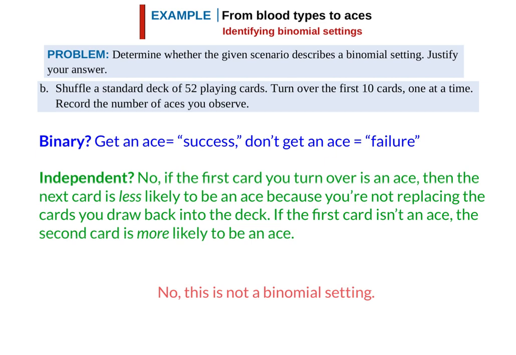Is it independent? It's not. If the first card you turn over is an ace, then the next card is less likely to be an ace because you're not replacing the card you draw back into the deck. And if the first card isn't an ace, that means the second card is more likely to be an ace than the first. So pulling cards out of a deck like this is not independent because those odds are dependent on one another. So unfortunately, this is not a binomial setting.